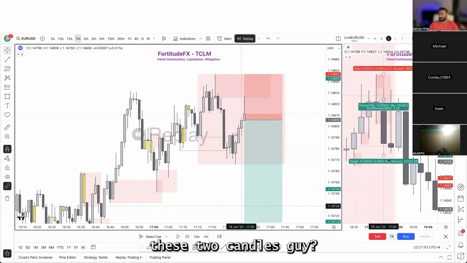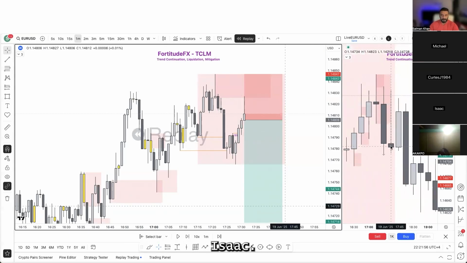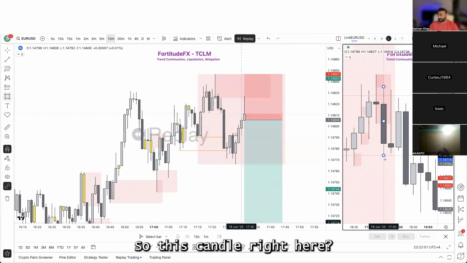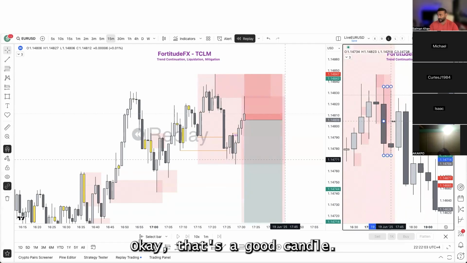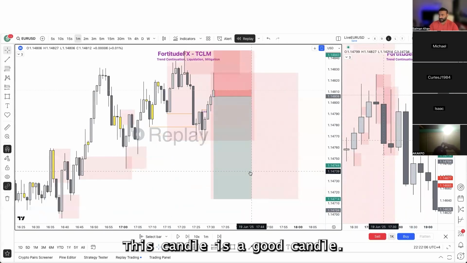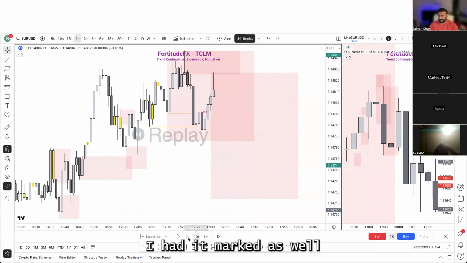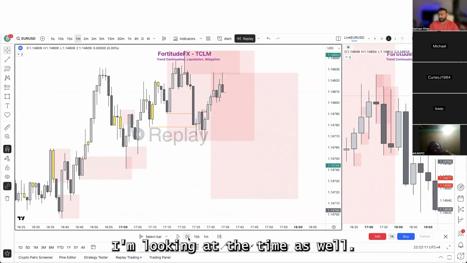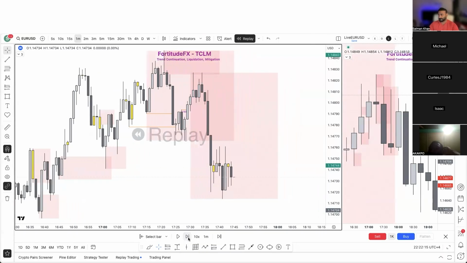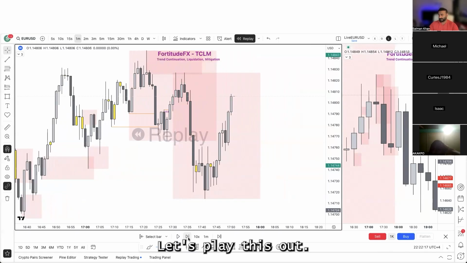You're talking about these two candles, Isaac? So this candle right here? Okay, that's a good candle. I had it marked also. This candle is a good candle. I had it marked as well. Before time runs out, I'm looking at the time as well. Let's do this. Let me play this out.